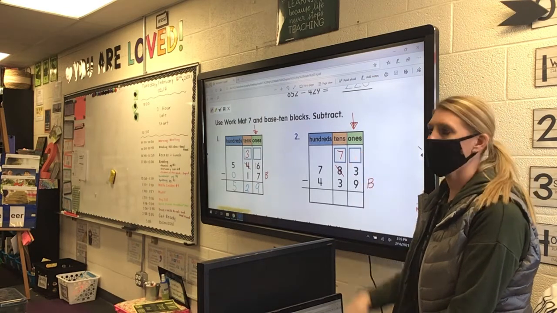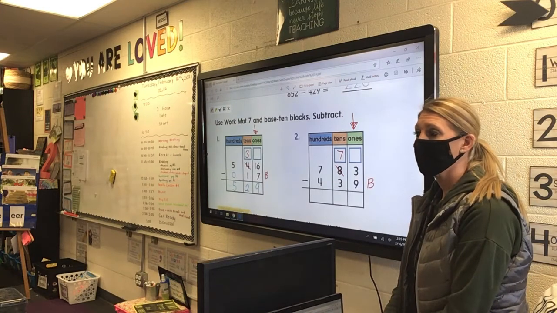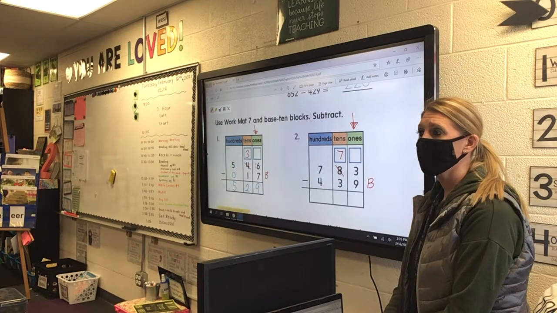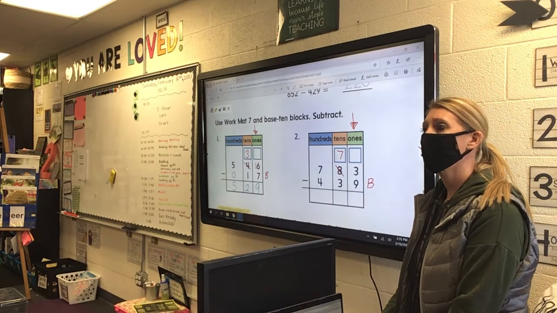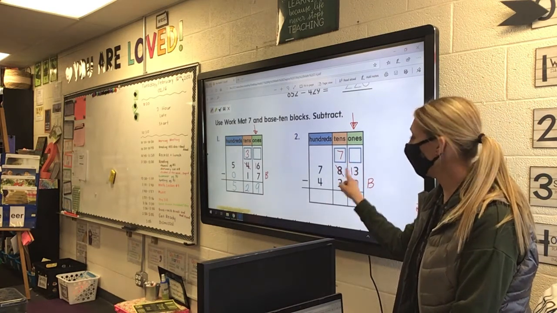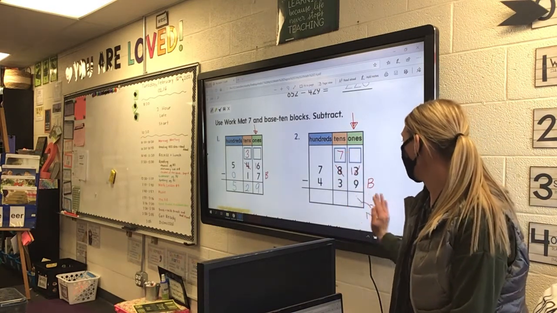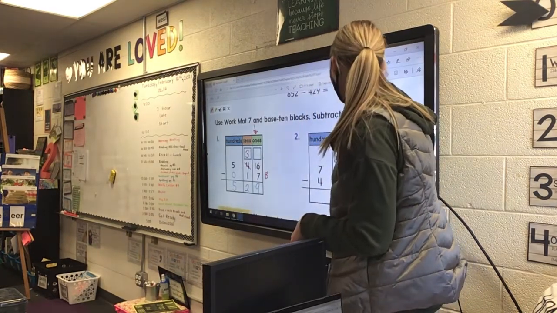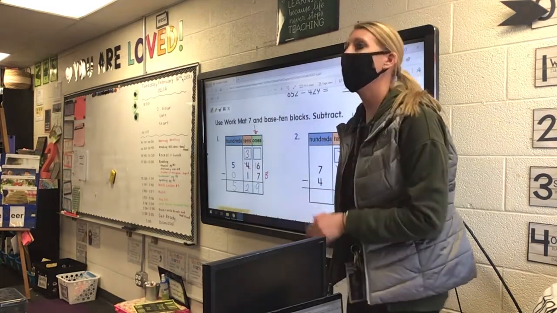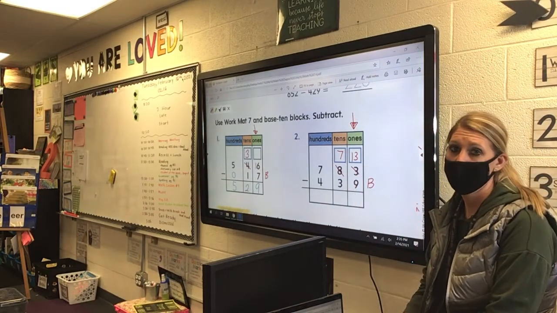Libby, what goes over here? If I have 3 and I'm taking 10 over there, think what is 10 plus 3 more? 13. So you put a 1 in front of there, or you could cross it off and put your 13 up there. Now I can subtract. Lewis, what is 13 minus 9?